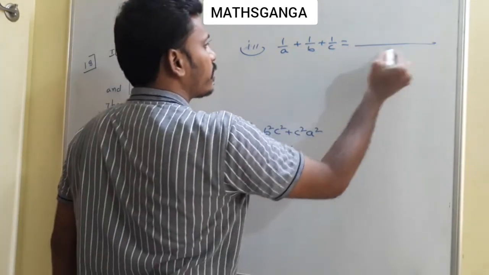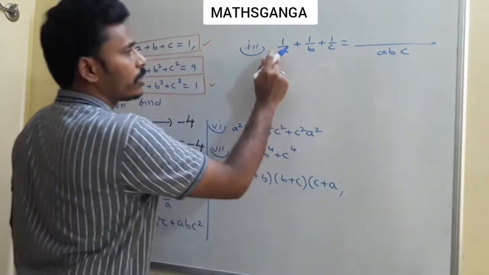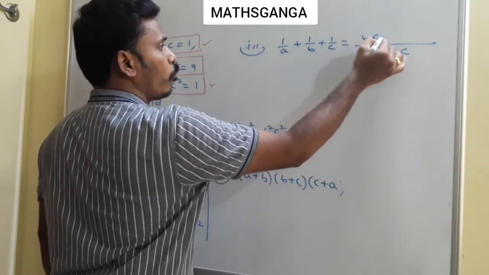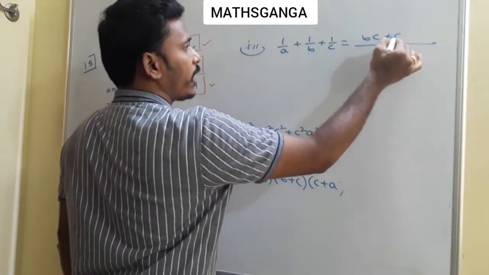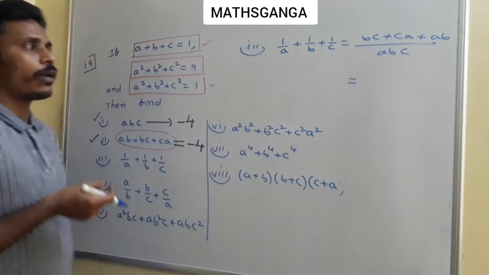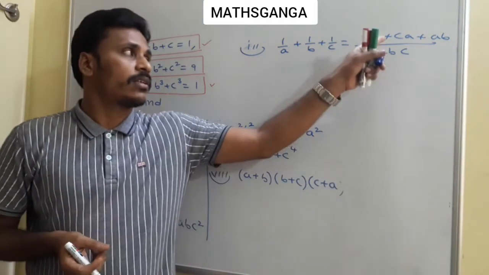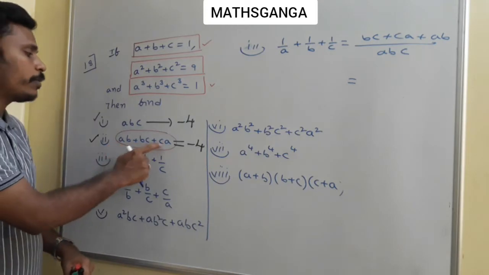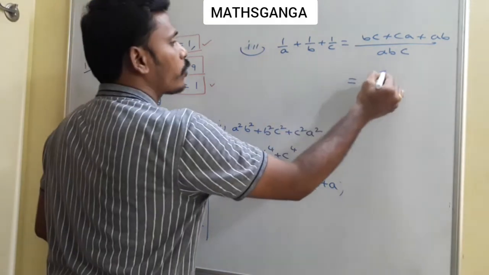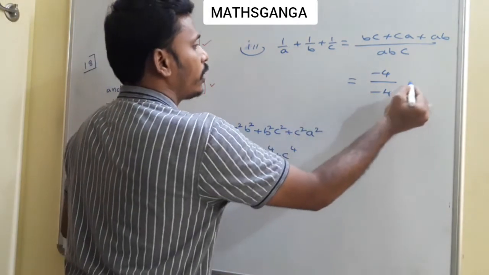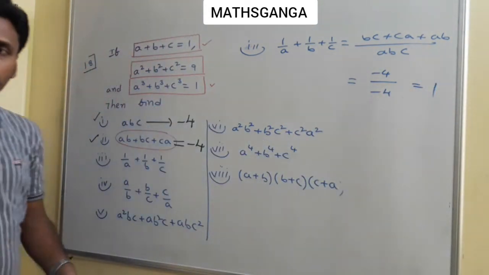See, what is this LCM? abc is the LCM. Since a is the common thing, you just write it as bc in the numerator. Since b is the common, write it as ca, and c is the common, take it as ab. So 1 by a plus 1 by b plus 1 by c is just nothing but bc plus ca plus ab by abc. And we have that ab plus bc plus ca as minus 4 divided by abc as again minus 4, and this is equal to 1. There ends the third problem.